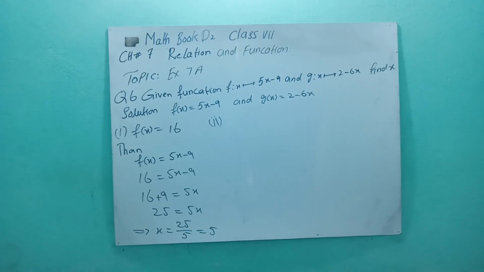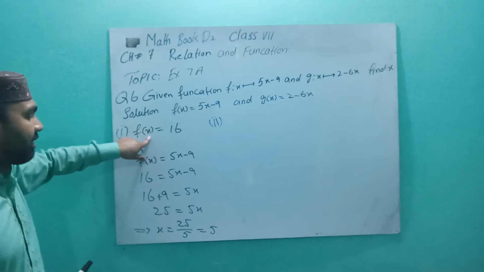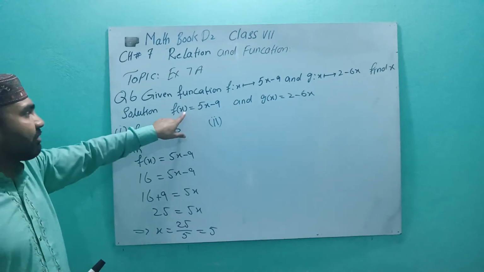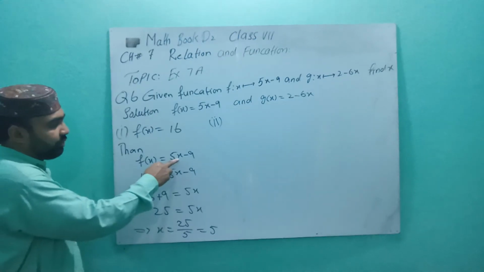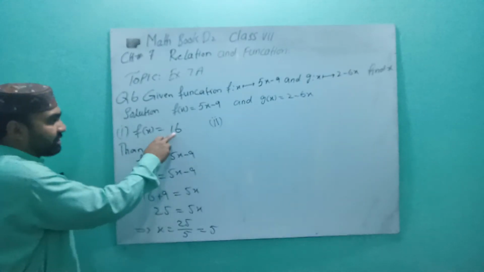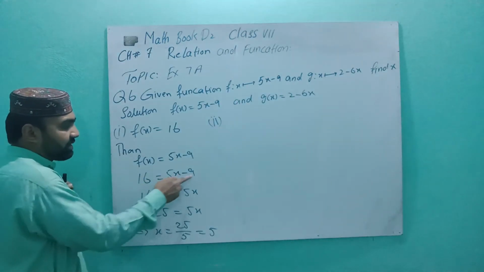Now again, repeat the question. Find the x value. The function is f of x equal to 16. Find the value of x. The function is f of x equal 5x minus 9. The function value is 16 for the value of x. 16 equal 5x minus 9.